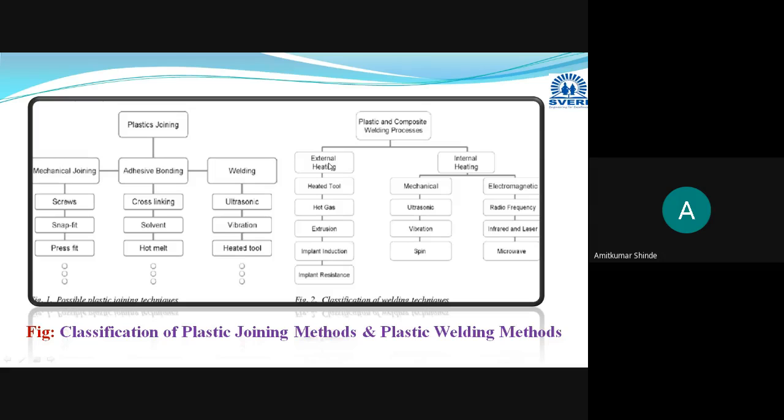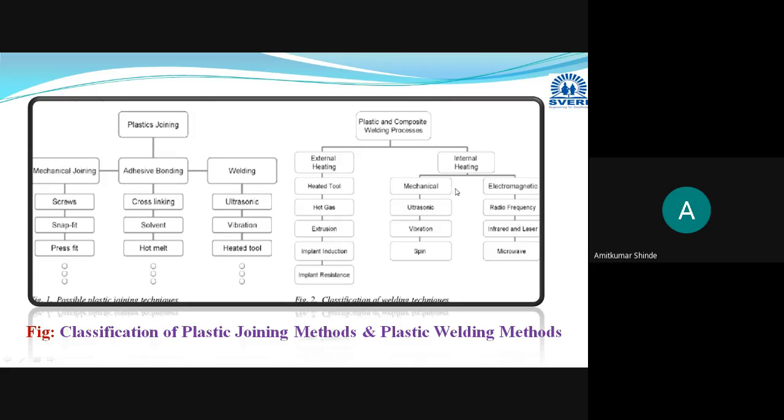In external heating, directly some heating medium is used, and through convection and conduction heat is provided to the parent material or your workpiece. And in internal heating, heat is provided to that workpiece indirectly, means some mechanical force is applied and by some means we are converting it into heat. Okay, friction welding, then RF welding, infrared welding.